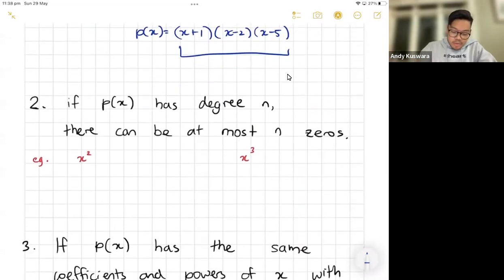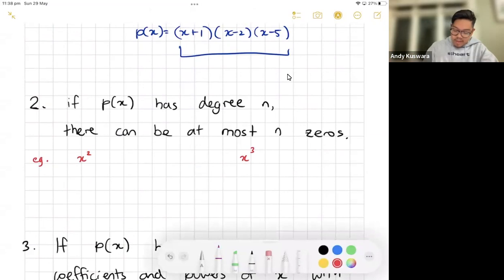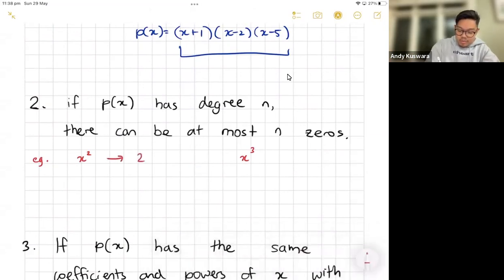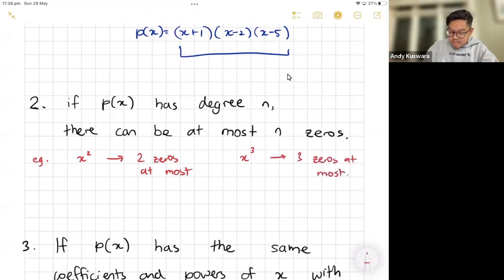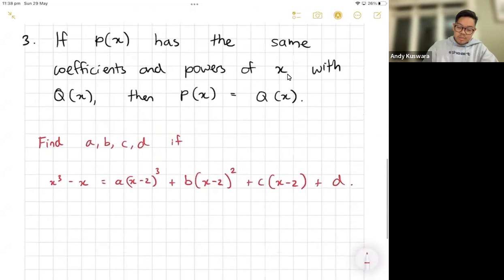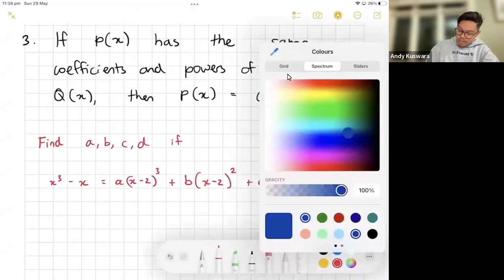Second one, if a polynomial has a degree, whatever that degree is, that's as many zeros as you can have. So for example, if you had x squared, at most, you're going to have 2 zeros. And if it's x cubed, you're going to have 3 zeros at most. Now, it could be less, but we're just working with at most, you're going to have that many. Now, the last one is probably the one that's going to take the most amount of work.